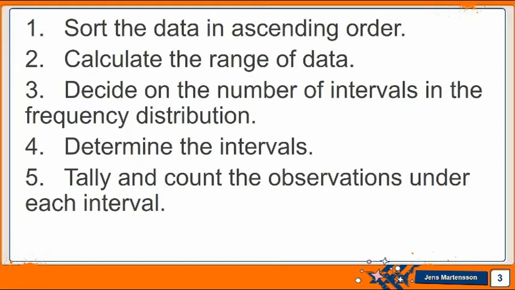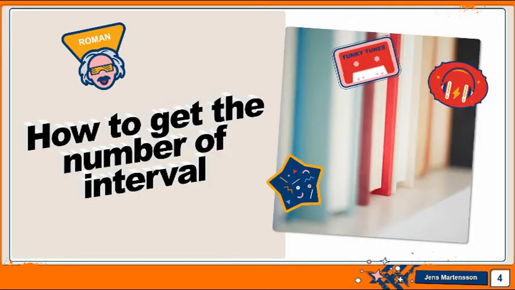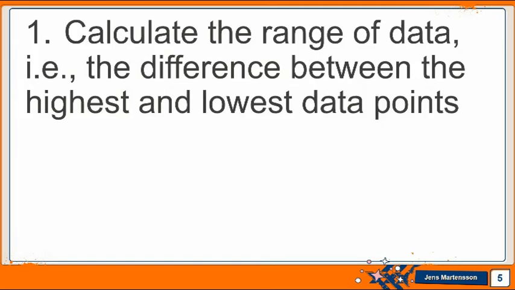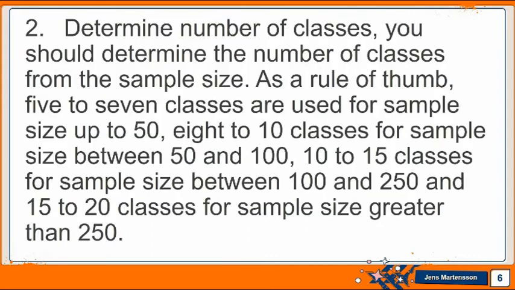Number 4, we determine the intervals. And number 5, we tally and count the observations under each interval. Tsaka tayo magtatali. So, how to get the number of intervals? First is to calculate the range of the data, the difference between the highest and the lowest data points.